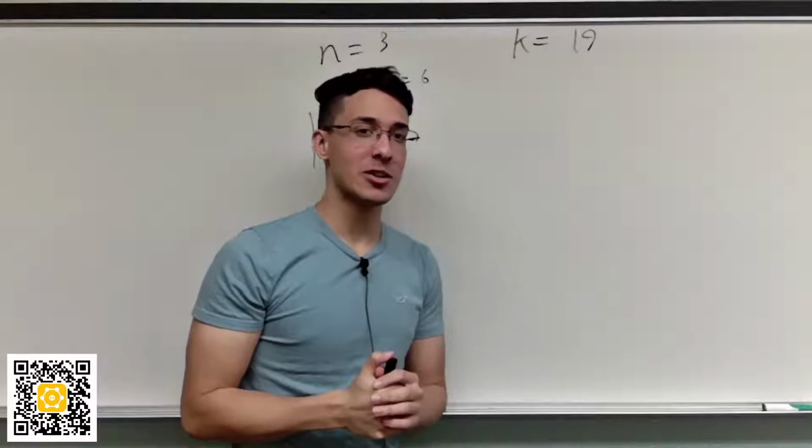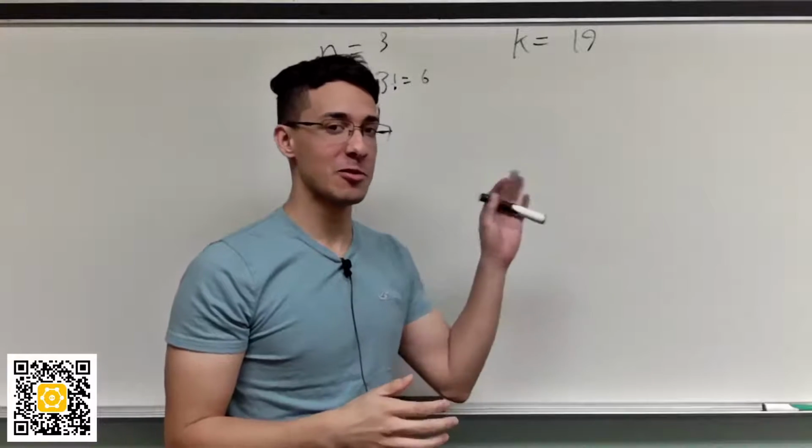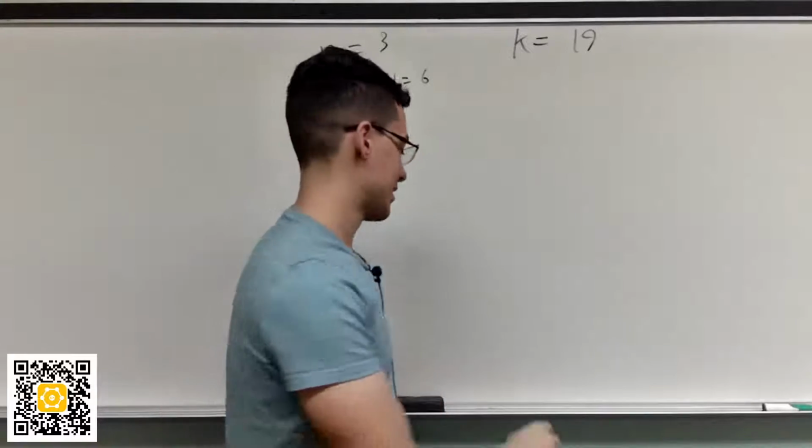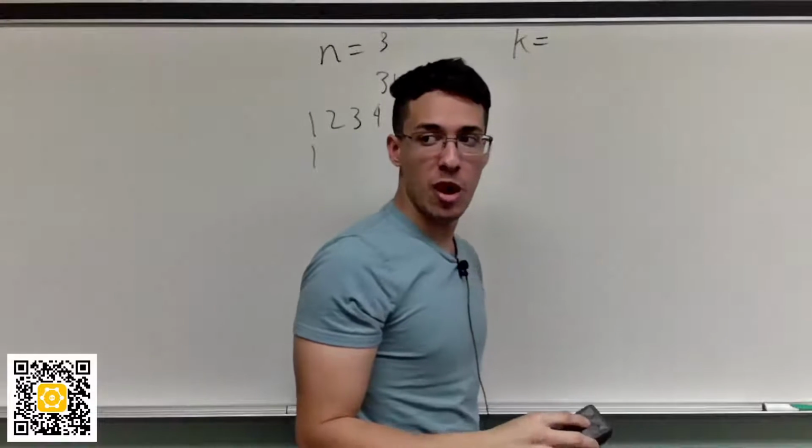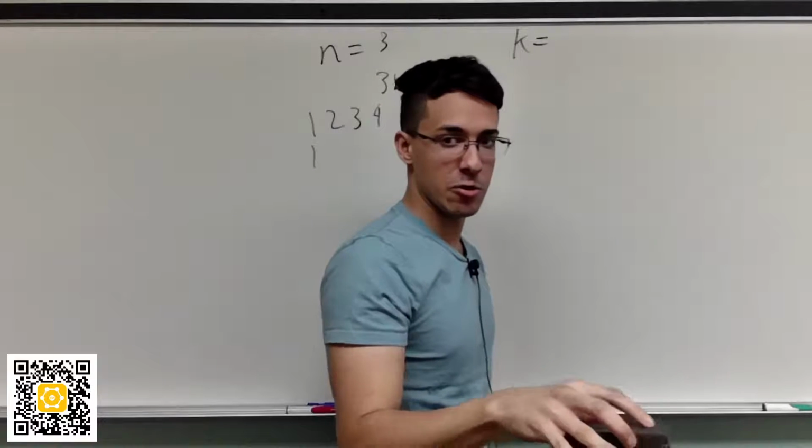Yeah, 4 factorial is 24. So between 1 and 24. Dude, imagine doing 19 factorial. No. I think the actual problem caps at n equals 10.